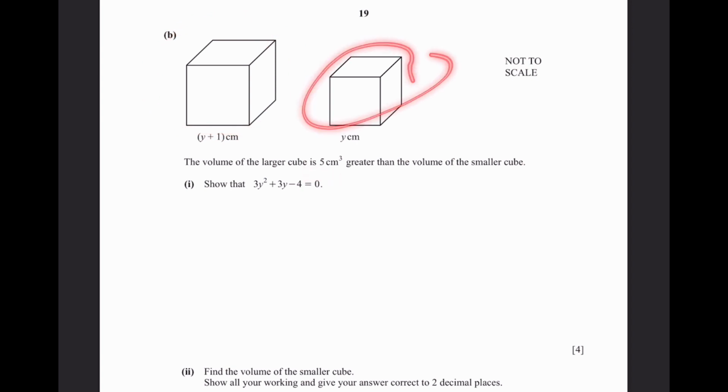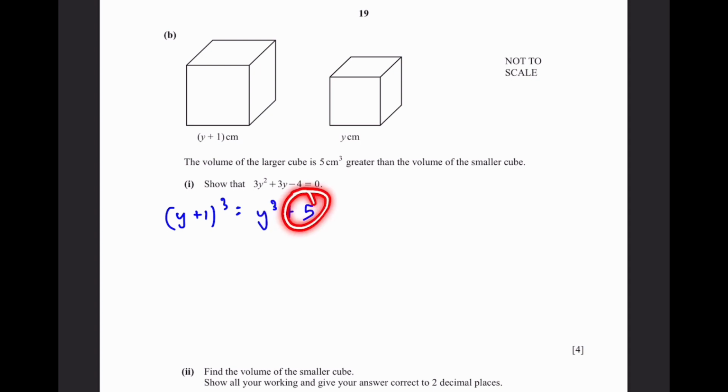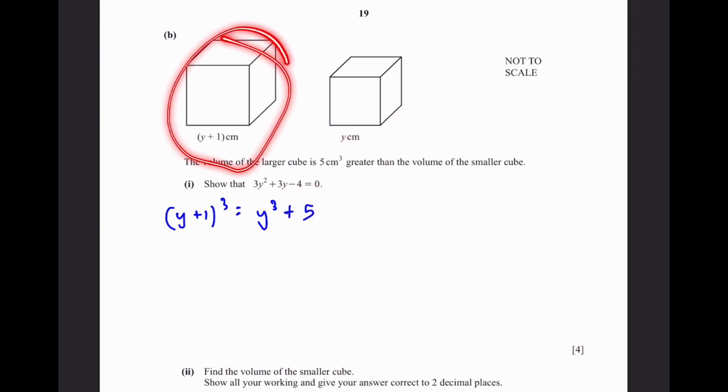B. The volume of the larger cube over here is 5 centimeters cubed greater than the volume of the smaller cube. The side length of the larger cube is y plus 1 centimeters, and the smaller cube is y centimeters. 1. Show that 3y squared plus 3y minus 4 is equal to 0. So we know that y plus 1, the whole cubed, is equal to y cubed plus 5, because you have to add 5 to the smaller cube's volume to get the bigger cube's one.